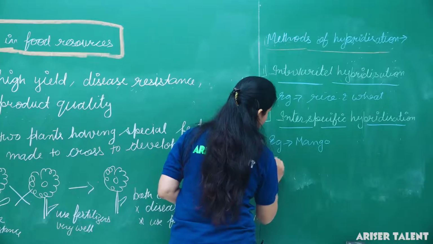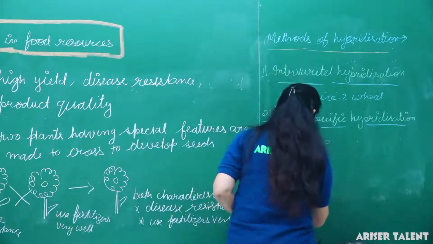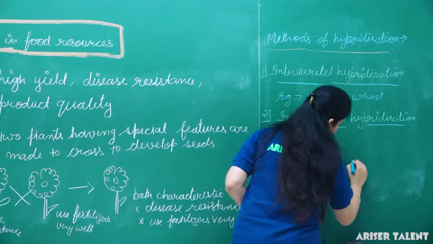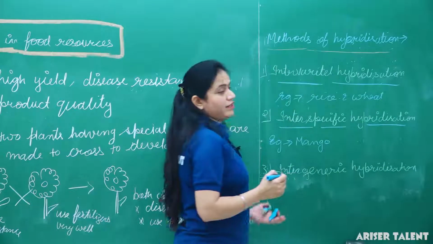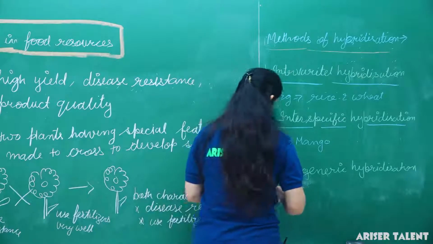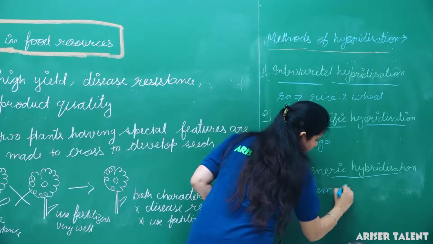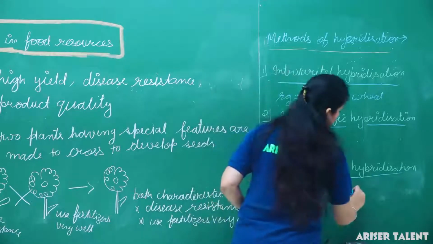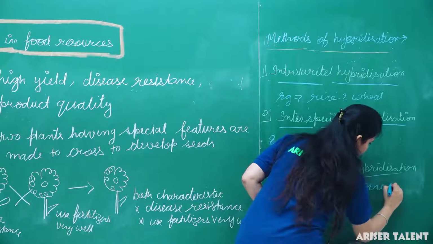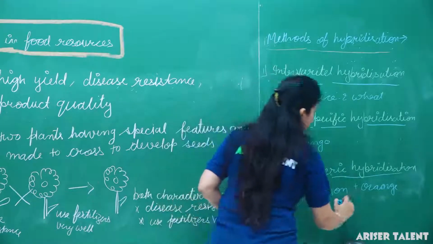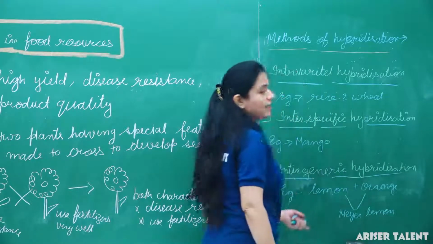Okay, and the third one is intergeneric hybridization. Intergeneric hybridization means two plants of different genera. Like if we take lemon, and once we do the cross multiplication, or we can multiply lemon with the orange tree, then we get the new lemon plant. Generally it is known as mere lemon, which is having the characteristics of both lemon and orange.